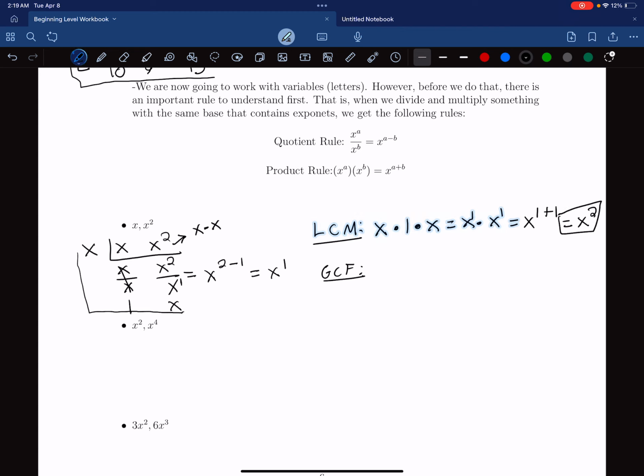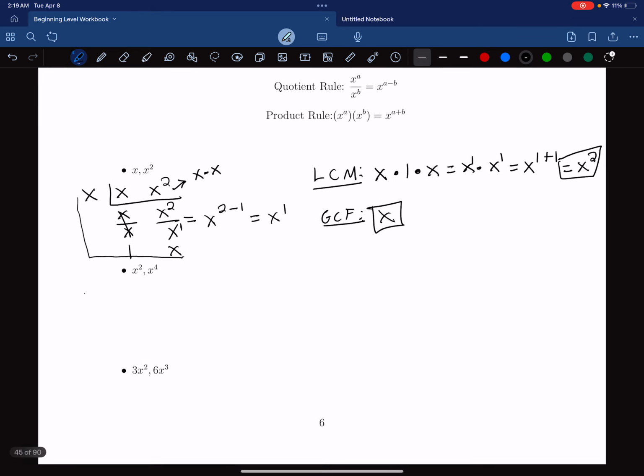For our greatest common factor, remember that is whatever we pull out to the side. In this case, we just have an x pulled out to the side and nothing else, so we don't need to multiply anything. So our greatest common factor is x.